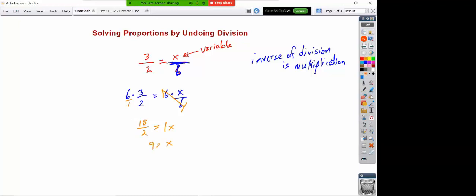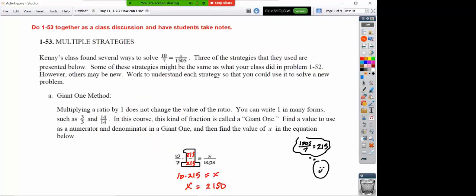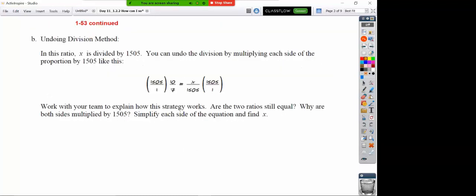Let's use that to solve problem 53, part B. So problem 53B, undoing division method. In this ratio, x is divided by 1505. You can undo the division by multiplying each side of the proportion by 1505. So I'm going to actually do this separately here. If I have 10 over 7 equals x over 1505, our variable x was divided by 1505. So to undo that, we're going to multiply by 1505 and multiply by 1505.